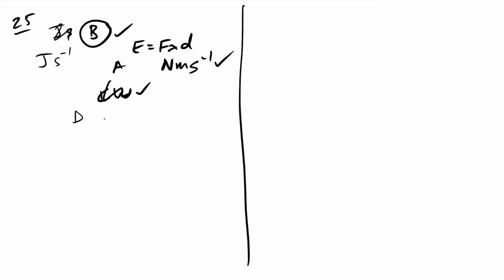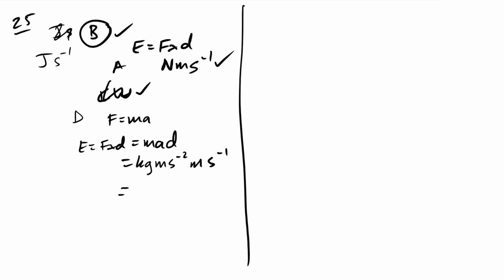And D, kilogram meter squared seconds to the minus 3. Well, it looks like we're going down the route of F equals ma. We just saw that work done is equal to force times distance, so that's equal to mass times acceleration times distance. So there's kilogram meters per second squared, and then times by meters, and then to make it power, it's s to the minus 1 again. And so indeed that does give us kilograms meters squared seconds to the minus 3.